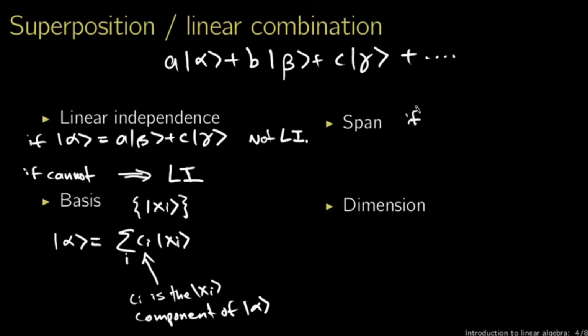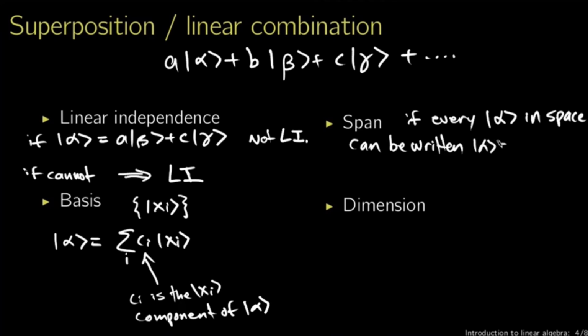So, for instance, let me write, if every alpha in some space, the space that we're interested in, can be written like this: alpha equals sum over I c sub I times ket x sub I. We say the set of basis vectors x sub I spans the space we're interested in. For instance, the x, y, and z unit vectors in Cartesian three-dimensional coordinates span all of three-dimensional Cartesian space.